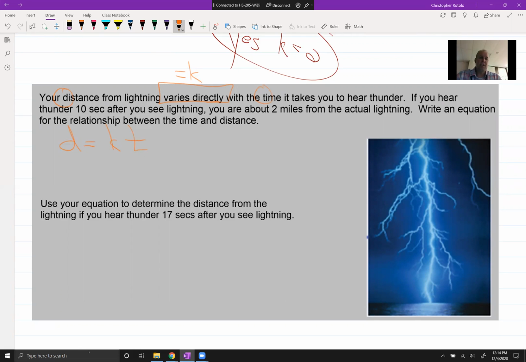If you hear thunder 10 seconds, is that a distance or a time? It's a time. So it goes in for time. You're about 2 miles. That's a distance. So 2's going here. All right, you know what to do.